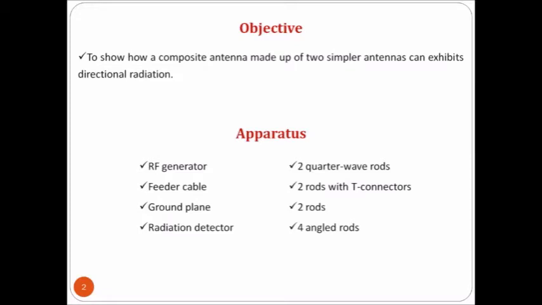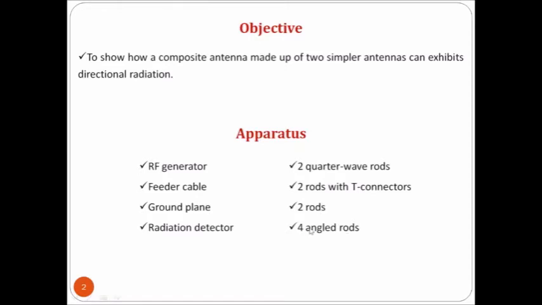The objective of this experiment is to show how a composite antenna made up of two simpler antennas can exhibit directional radiation. The apparatus required to perform this experiment are RF generator, feeder cable, ground plane, radiation detector, quarter wavelength rods, 2 in number, rods with T connectors, 2 in number, simple rods, 2 in number, and angled rods, 4 in number.